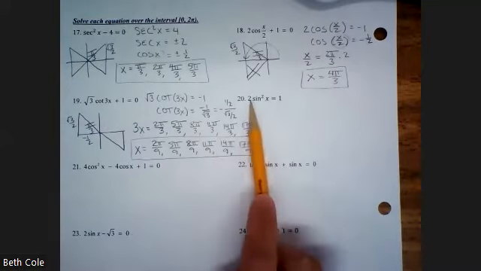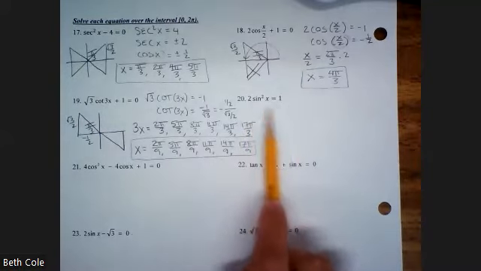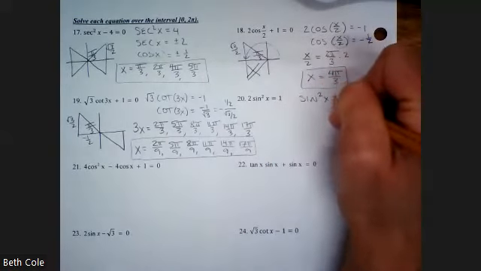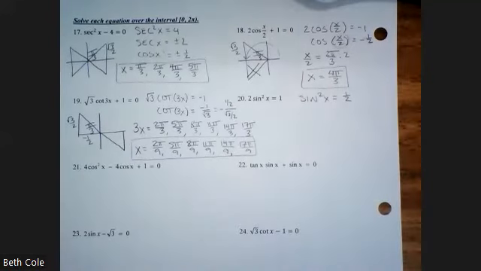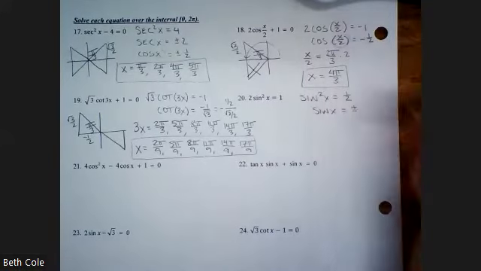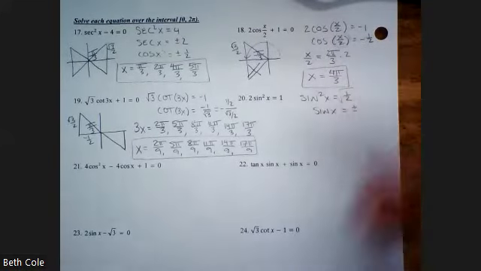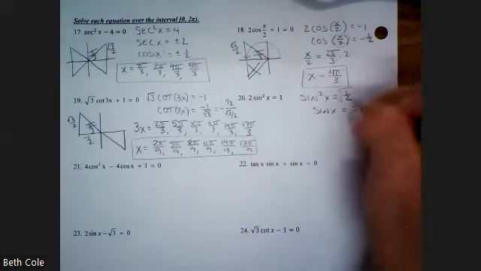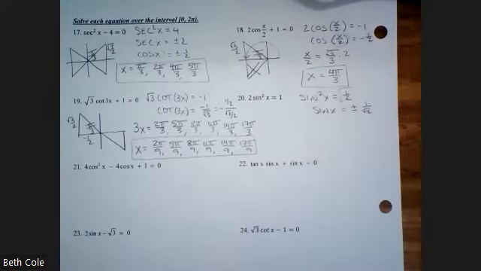All right, what would you do first in this one? Divide by 2, so we get sine squared equals 1/2. And then again, to get rid of the squared, we're going to square root, which means we need plus and minus. All right, when you square root 1/2, square root of 1 would just be 1. And then square root of 2 is square root of 2. Without a calculator, that's just square root of 2.